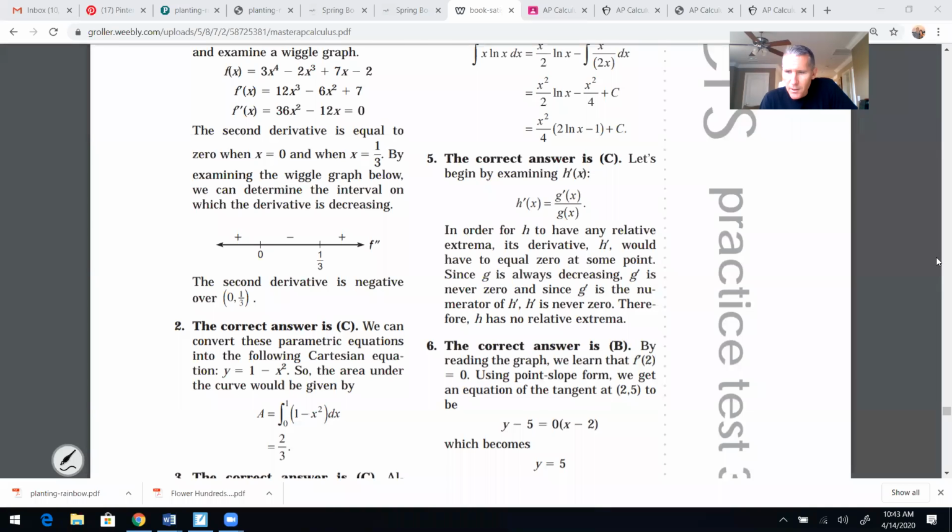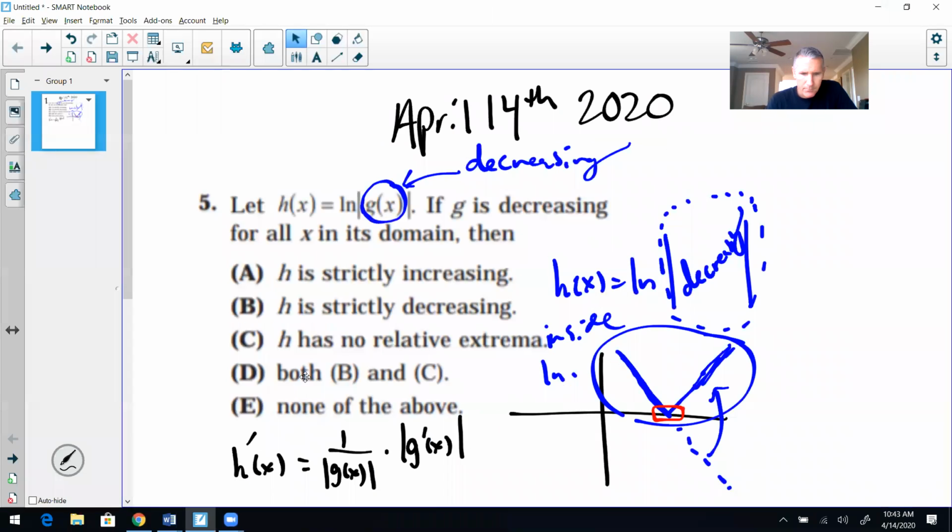Oh, was that a... I thought it said "had"; hold on, let's go back to this. Oh, "has no relative extrema," I'm sorry. Yeah, h has no relative extrema. So I think that's what I said, but then I said E, but h has no relative extrema, which would be C. Because the only point where h would have a relative extrema would be right here, but then h doesn't even exist there, right? And so the answer is going to be C, no relative extrema.